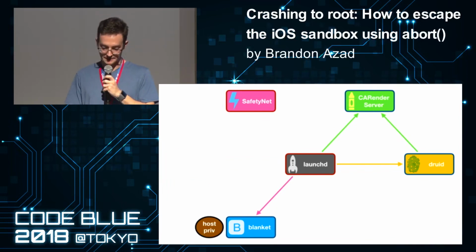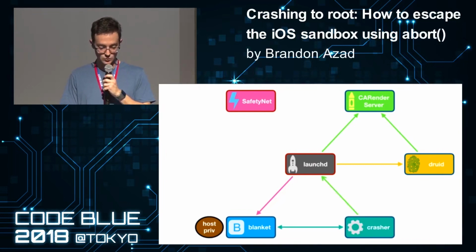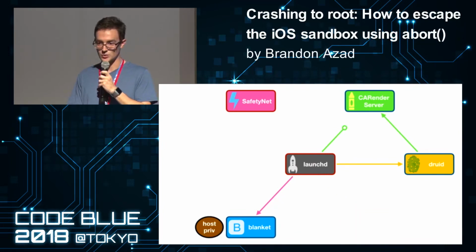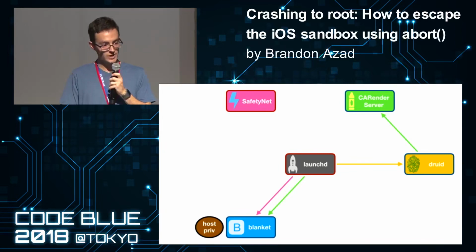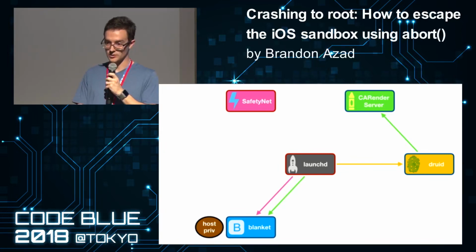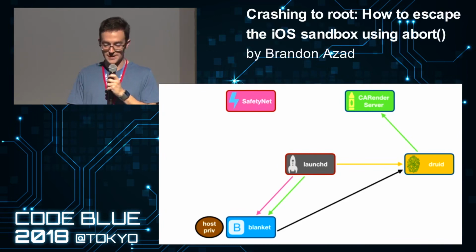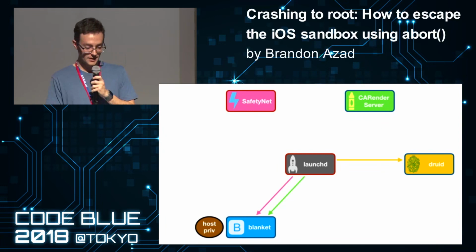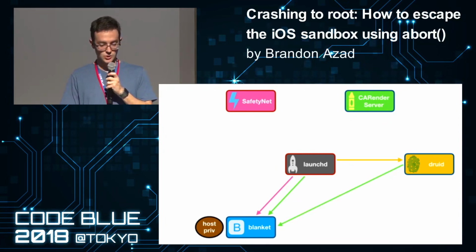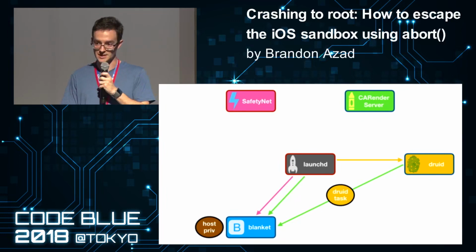Next, we repeat the same attack, but this time against CA render server and Druid. We start up our crasher app extension again, which registers LaunchD as its exception handler and crashes maliciously, causing LaunchD to free its send right to CA render server. We now register a bunch of dummy mock services with LaunchD and get the CA render server port name reused by a port that we own, at which point LaunchD now thinks that we are CA render server. We now send a message to Druid, causing it to crash, and when Druid starts up again, it'll ask LaunchD, hey, who is CA render server? And LaunchD will reply that we are CA render server. So Druid will start talking with us, and it'll send us its task port.